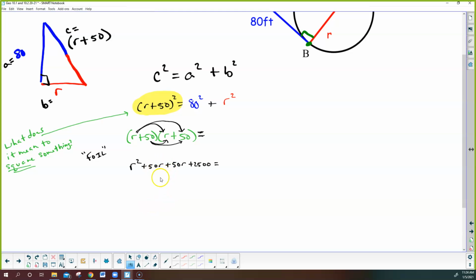But then you'll notice you do have the two like terms in the middle. So I'm going to add those up to give me 50r plus 50r, which is 100r.